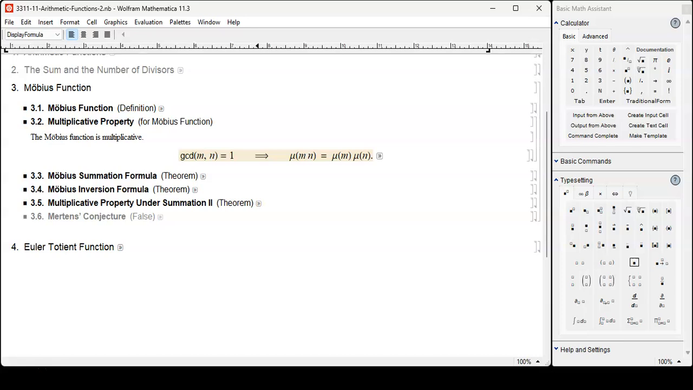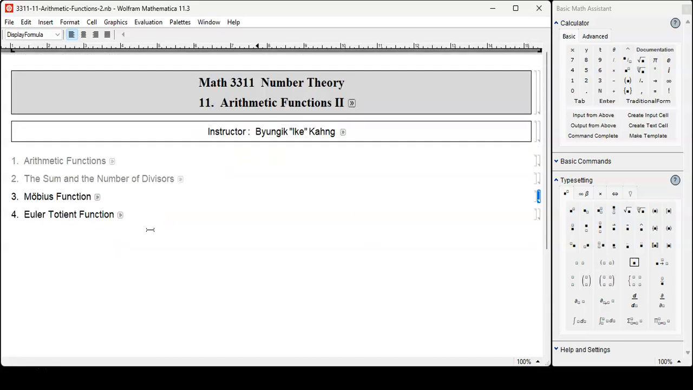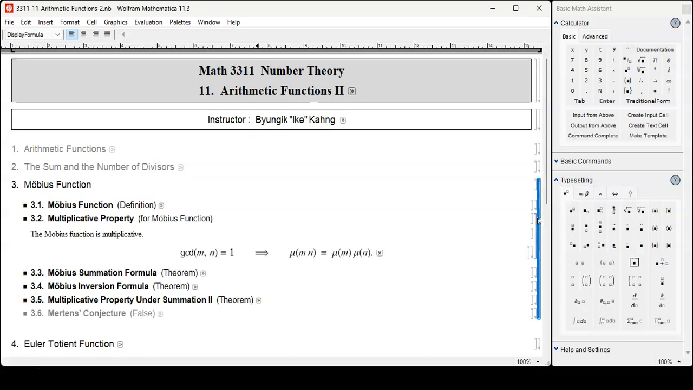So the Moebius function is also multiplicative, and by the way, remember all these functions, sigma and tau, the sum and the number of divisors, and mu here, and in section 4, Euler's function phi, they're all multiplicative. Okay, we went through 3.2.